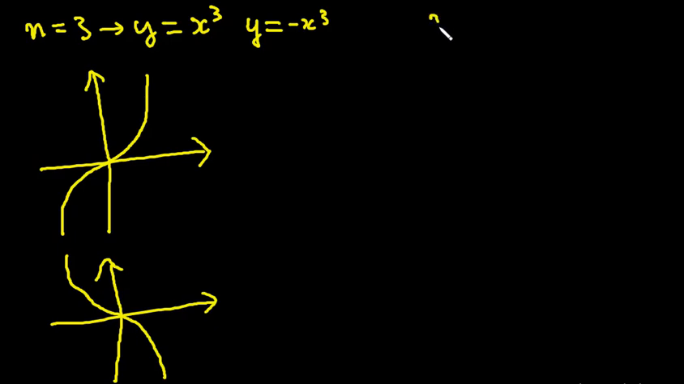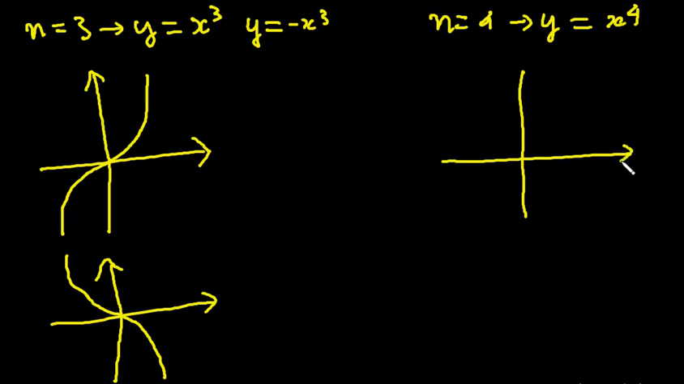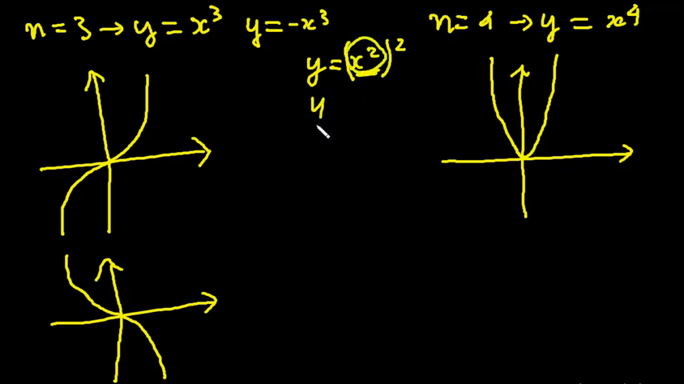Next, we have n equal to 4. So the equation of the graph is y equal to x to the power 4. In this case, it's really familiar to you because it's also a parabola-like shape. This one can be written in this form, y equal to x squared, all squared. So it's also like a parabola, but this one is much steeper because this one is x to the power 4.